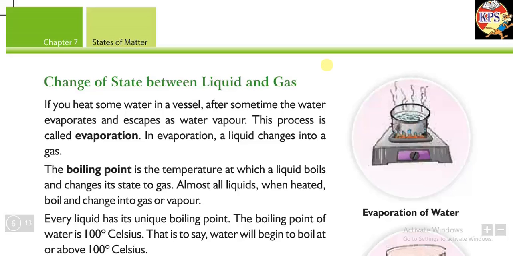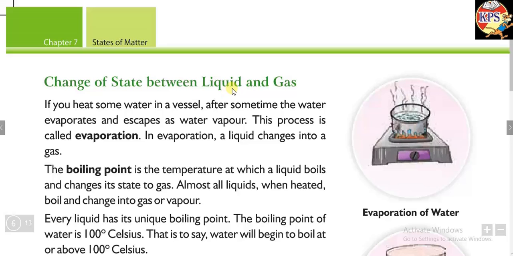So good morning students, this is our third explanatory video of the same chapter. In this chapter we are going to talk about change of the state between the liquid and the gases. Last time we were talking about the state of the matter and how one state changes into another state. So in this video we are going to talk about change of the state between the liquid and the gases.